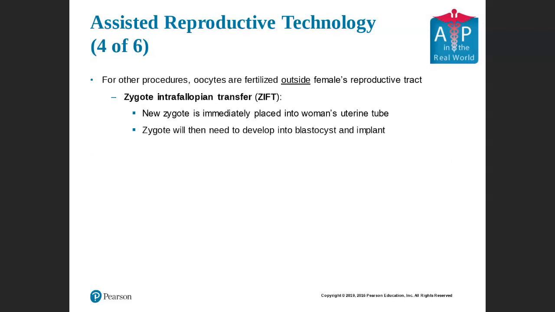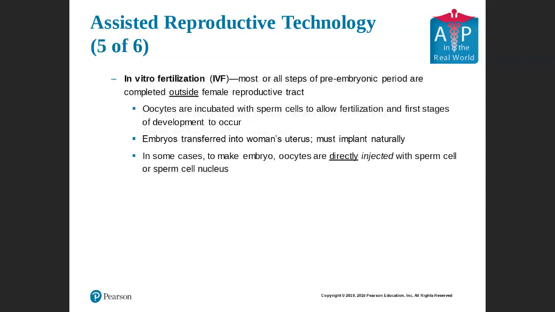Then you can have more sophisticated techniques that allow for fertilization outside the female's reproductive tract. These are called zygote intrafallopian transfer, or ZIFT. The new zygote is immediately placed into the woman's uterine tube. The zygote will then need to develop into a blastocyst and then implant into the endometrial wall.